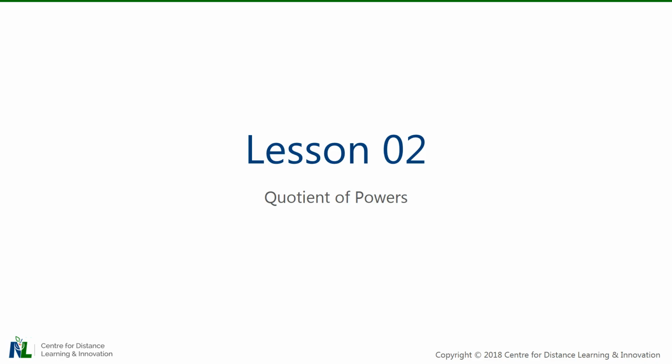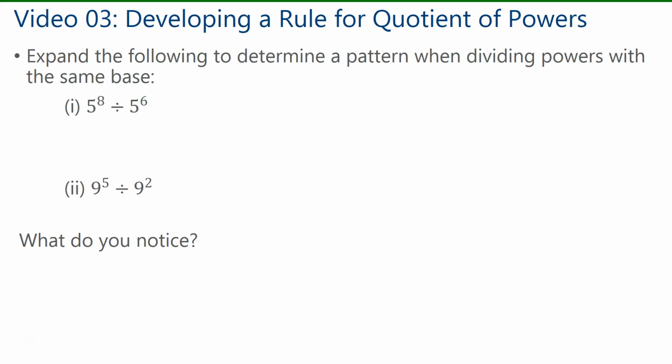Welcome to Lesson 2 on quotient of powers. Here we will develop a rule for the quotient of powers. So we will expand the following to determine a pattern when dividing powers with the same base. So number 1, we have 5 to the 8 divided by 5 to the 6.